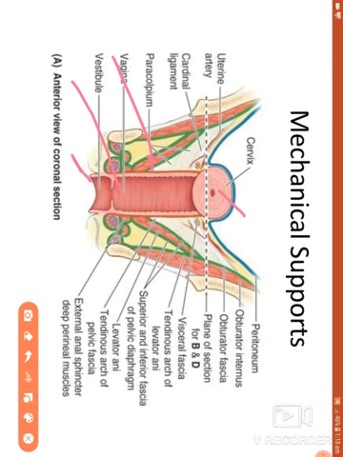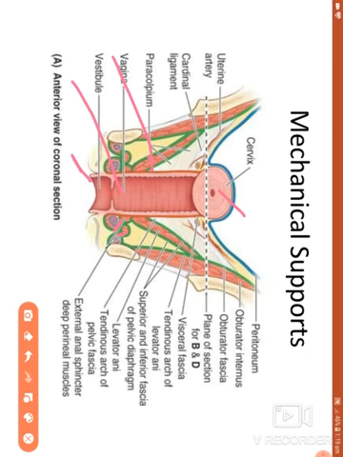Here you can see the external anal sphincter and the deep perineal muscles. These form the urogenital diaphragm. Through this, the urethra and the vagina go through the urogenital diaphragm. That vagina is supported by the deep perineal muscles and this external anal sphincter.